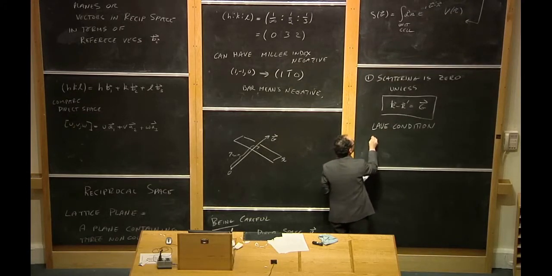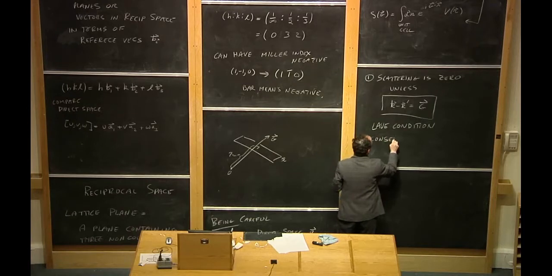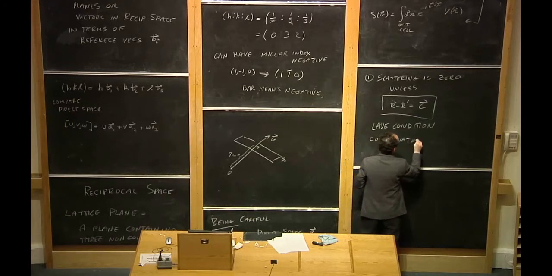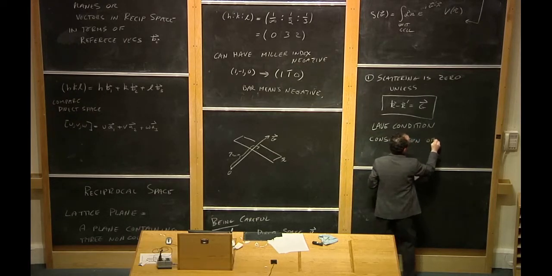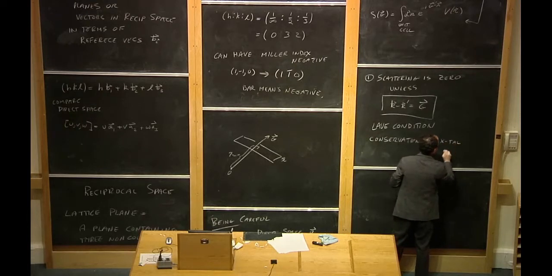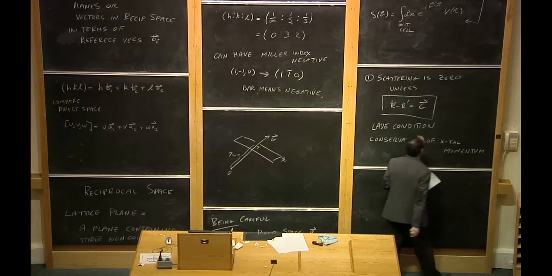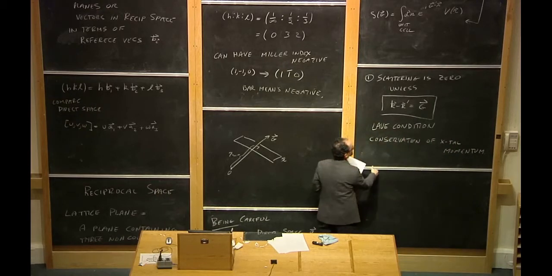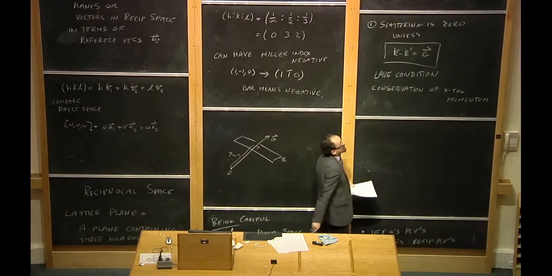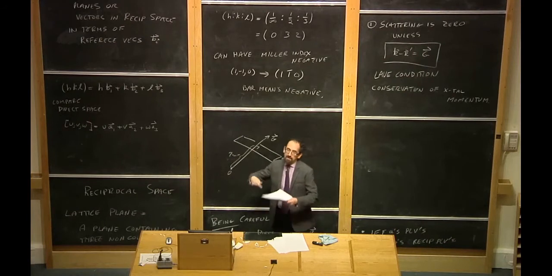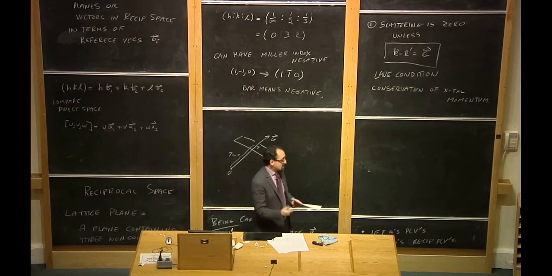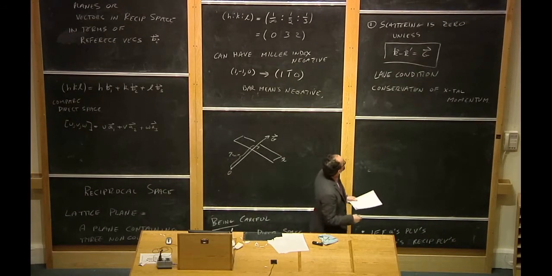But we've seen this thing before. This is conservation of crystal momentum. You only scatter if you can conserve crystal momentum. If k minus k prime is a reciprocal lattice vector, that conserves crystal momentum. It doesn't change the crystal momentum of the wave.